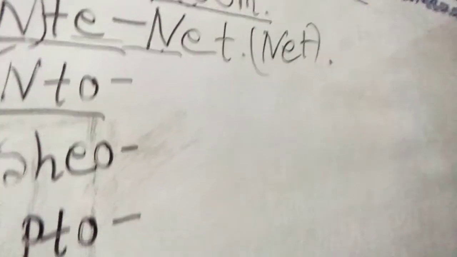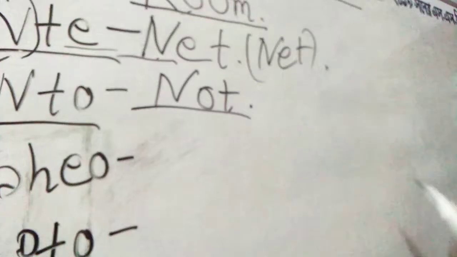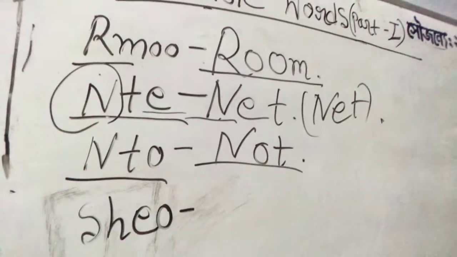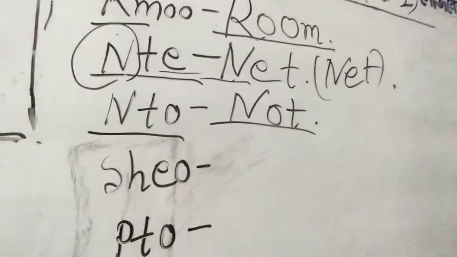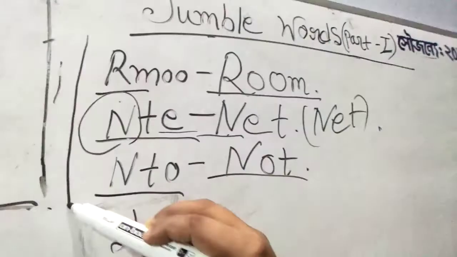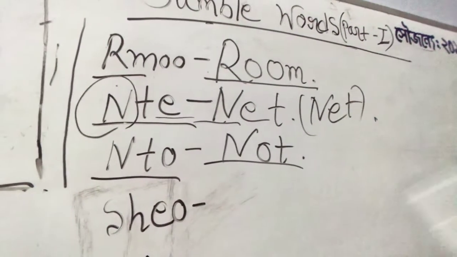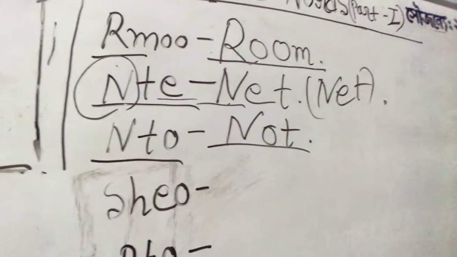NTO, natto. Have you ever heard any word like this? No. But if we arrange it as NOT, that means not. Not means no. So RMOO becomes room. NTE becomes net. NTO becomes not. Do these jumbled words mean anything? No, actually they don't contain any meaning. So to make a meaningful word, we have to arrange it. This is called jumble words or rearrange.